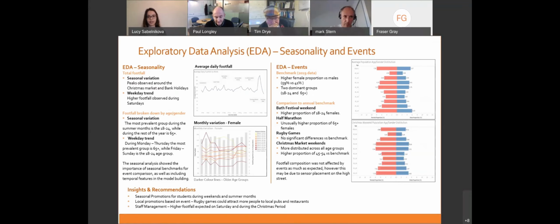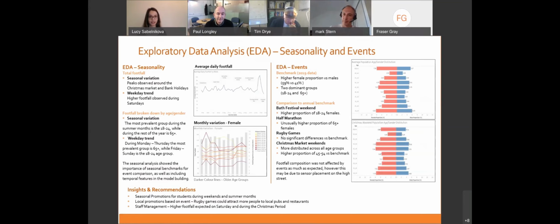4 events for comparison: the Bath Festival weekend, the half marathon, the rugby games, and the Christmas market weekends. For the analysis, I mostly used population pyramids, with the red showing females and the blue showing the male proportions. Although when looking at the annual benchmark I did see some small differences, when I was looking at the seasonal benchmarks, there were not that many variations, possibly because of the sensor being located on the high street. So other people that were in the area for reasons such as shopping were also captured.